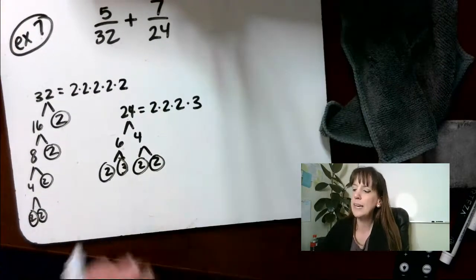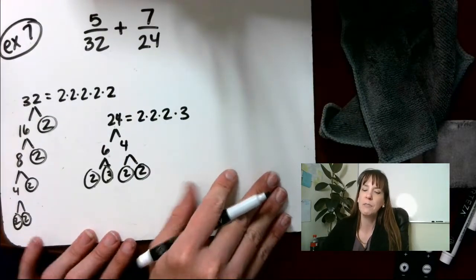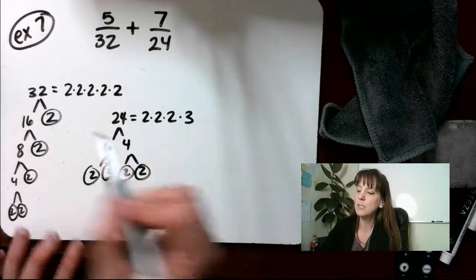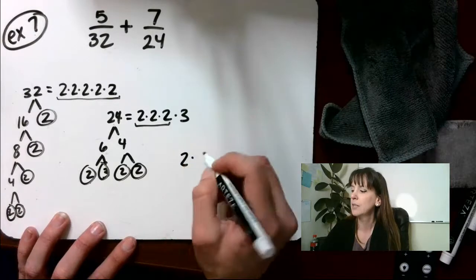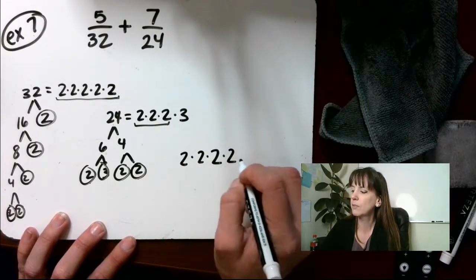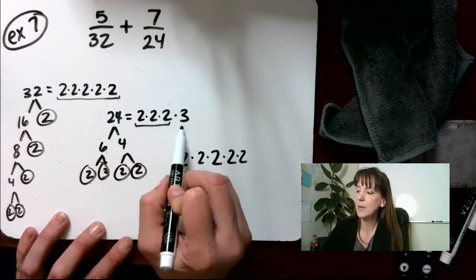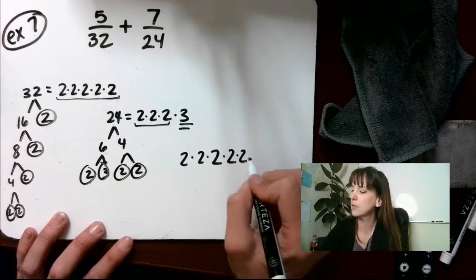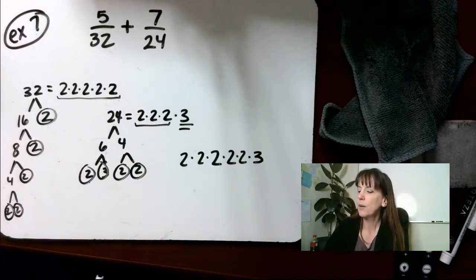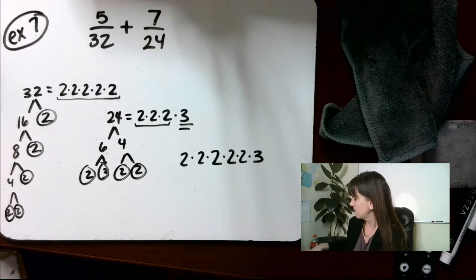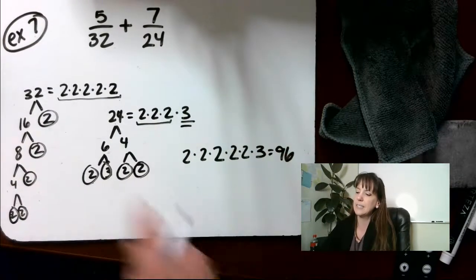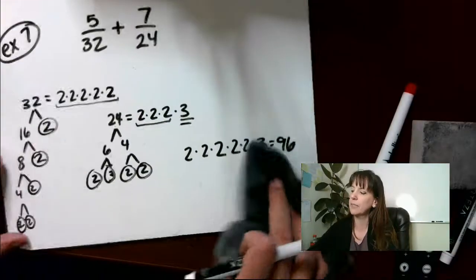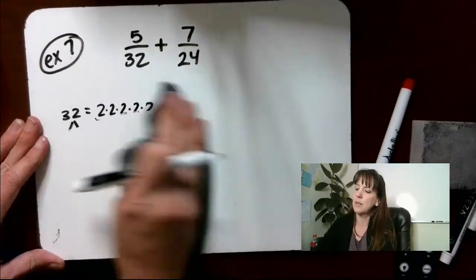All right, so again, finding that prime factorization, we have to have the most, so we have 5 2's here and we have 3 2's here. So the most we have is 5, so we have to have 5 2's. Now our 3's, we have 1 3 here and none here, so the most we have is a 3, okay? So we have 32 times 3. That gives me 96. So I'm going to erase all this side work here. 96 is going to be our common denominator here.